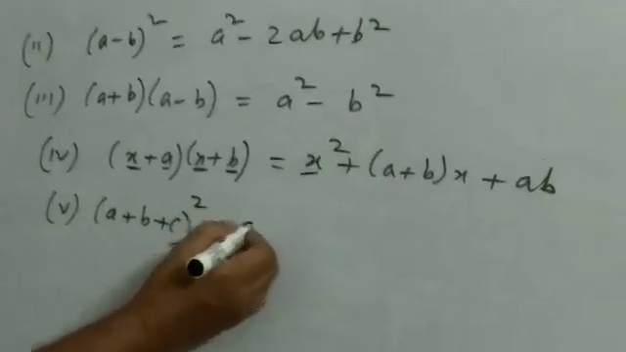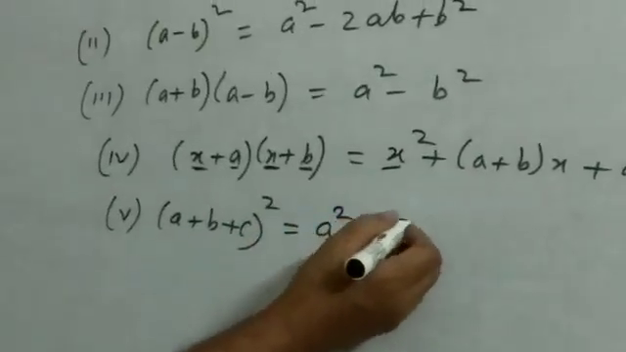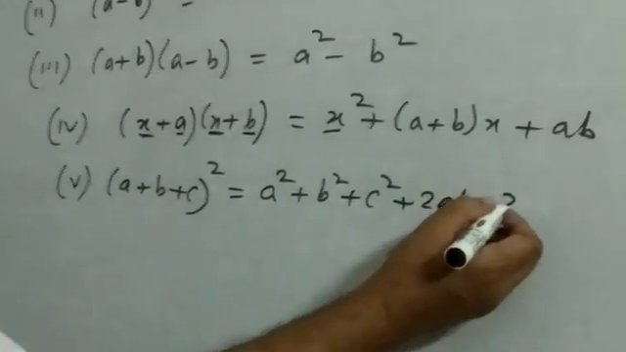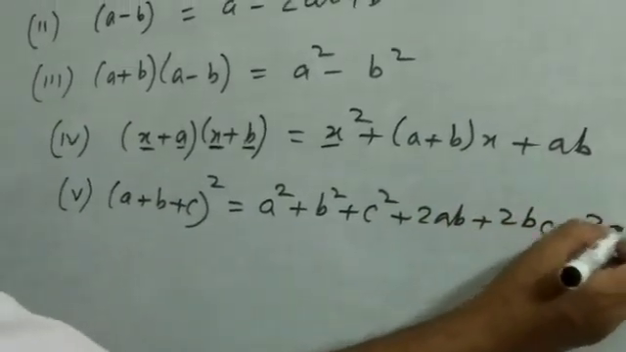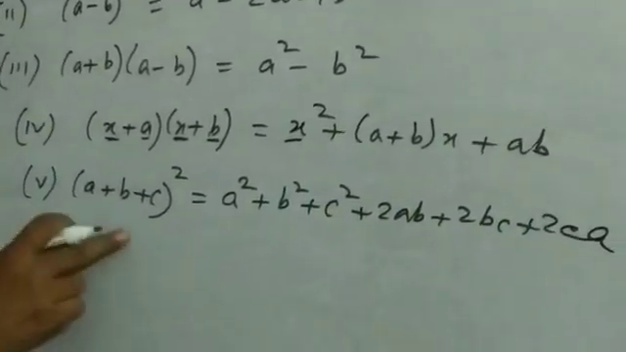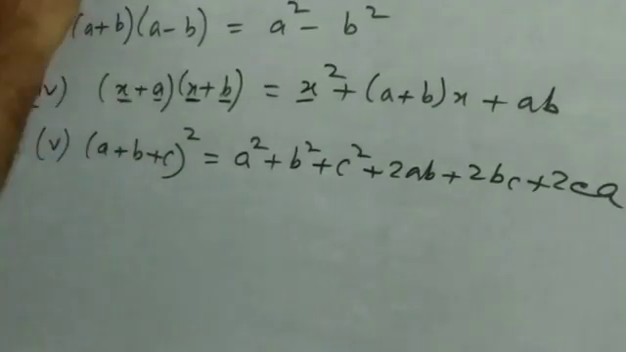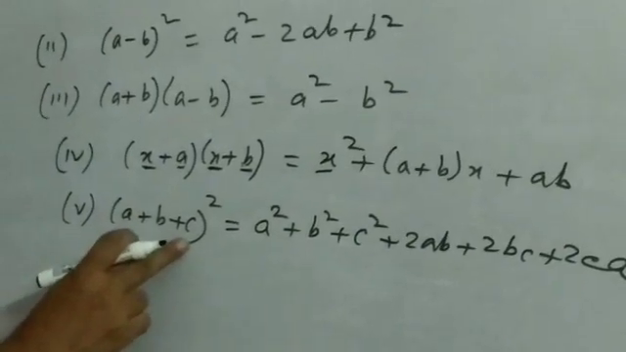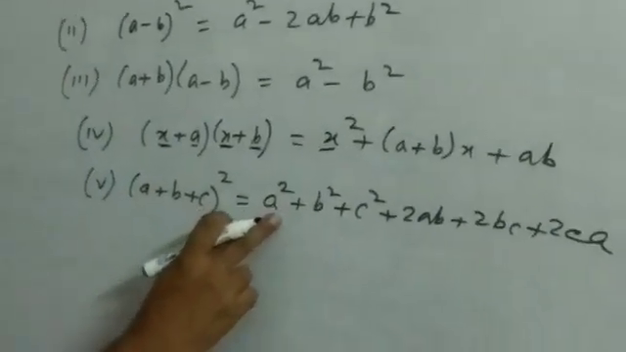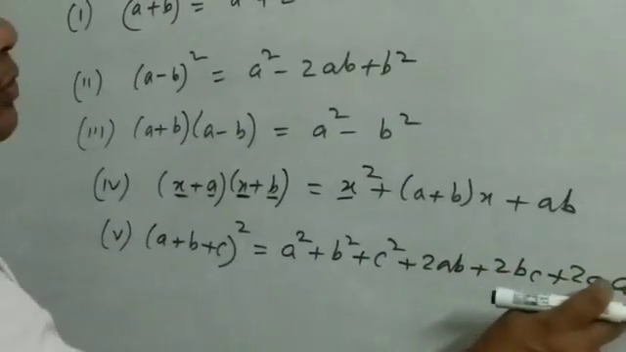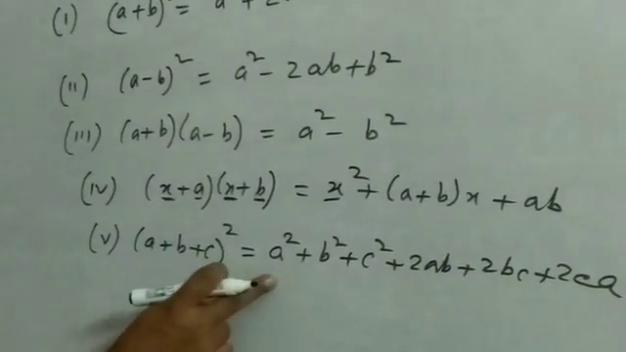And number 5, (a plus b plus c) whole square is equal to a square plus b square plus c square plus 2ab plus 2bc plus 2ca. This is (a plus b plus c) whole square. So 3 terms. Before we had 2 terms, but now 3 terms. So a square plus b square plus c square plus 2ab plus 2bc plus 2ca. 6 terms are there.